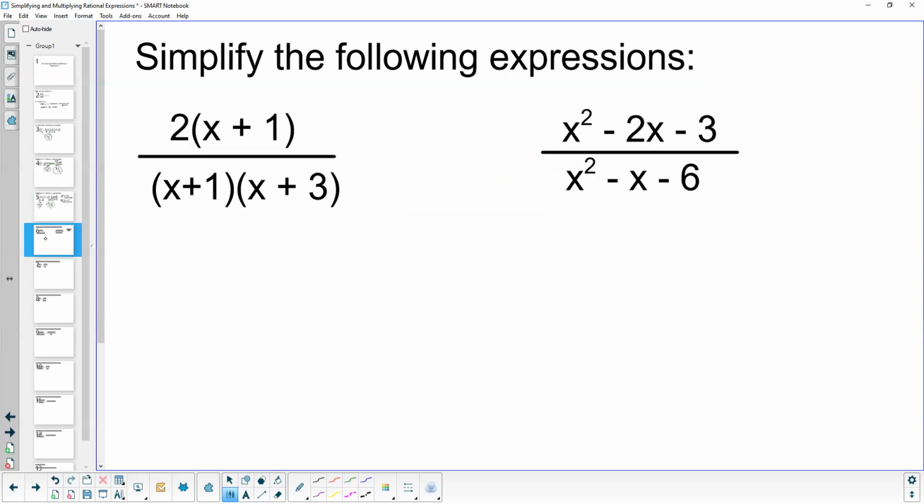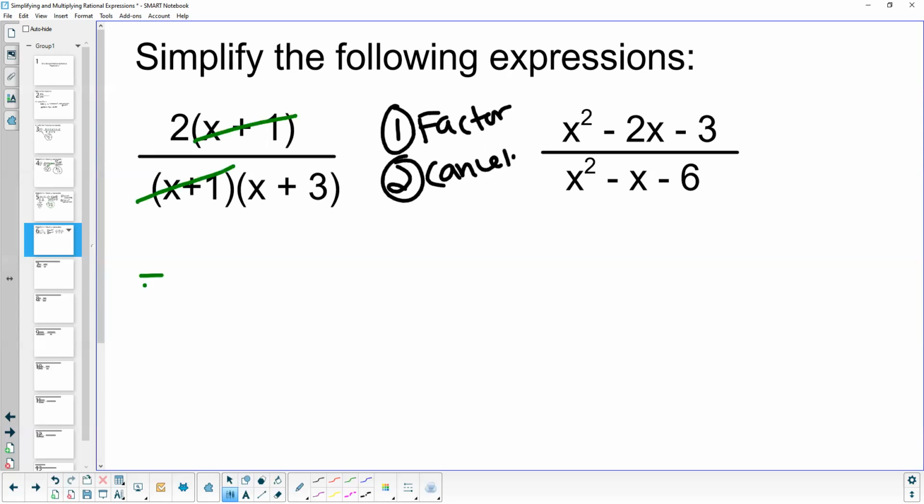Let's take a look at a couple more examples here where we simplify these expressions. So this first one, remember, we always want to factor completely. This first one is already factored for us. So then our second step is to cancel. So let's take a look here. What can I cancel out? My x plus 1 and my x plus 1. So this ends up getting me 2 over x plus 3.